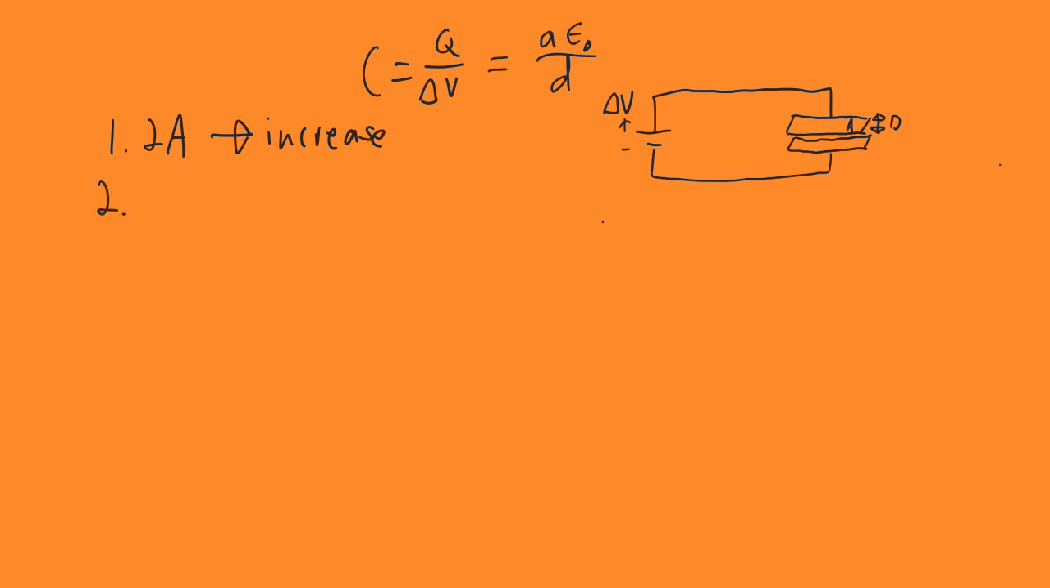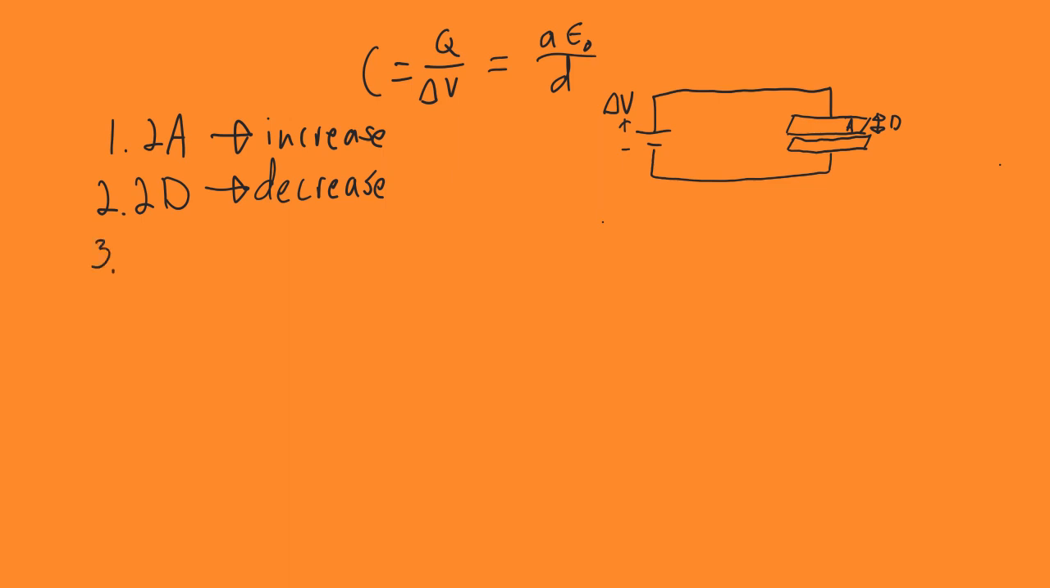What if we increase the distance between the two? Well, we're dividing by distance, so if we increase that, then the capacitance will decrease. This happens because the farther away, the weaker the electric field is going to be between those two plates.